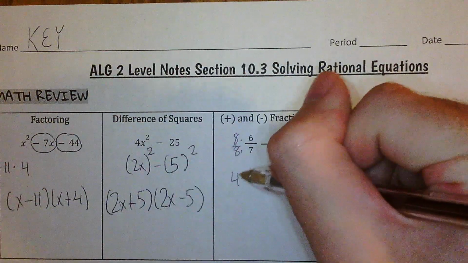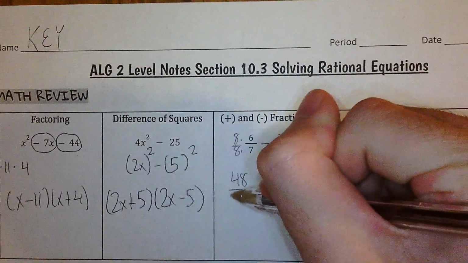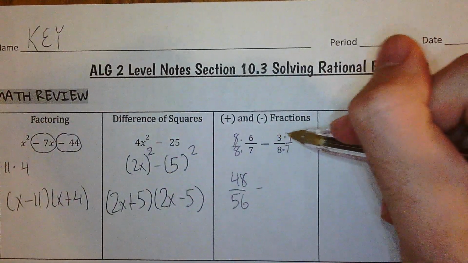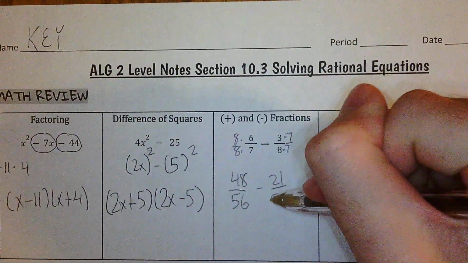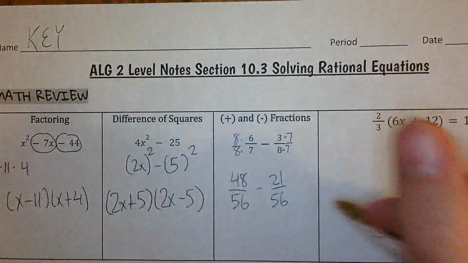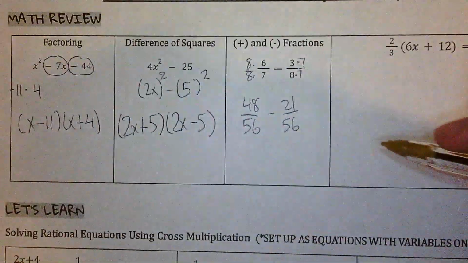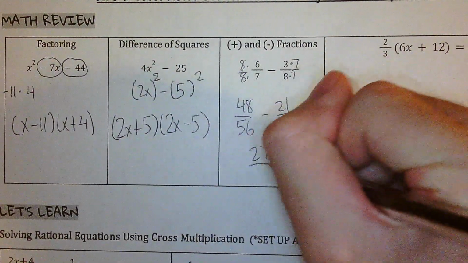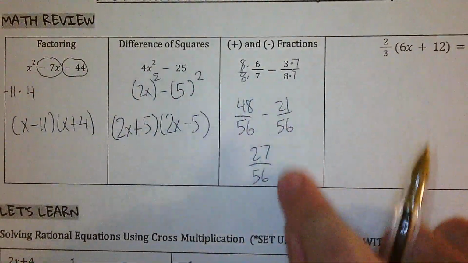This is going to give me 48 from 8 times 6 over 56. This is going to give me 21 over 56. Now subtract 48 minus 21. That is 27. And the denominator is 56. And that does not reduce.